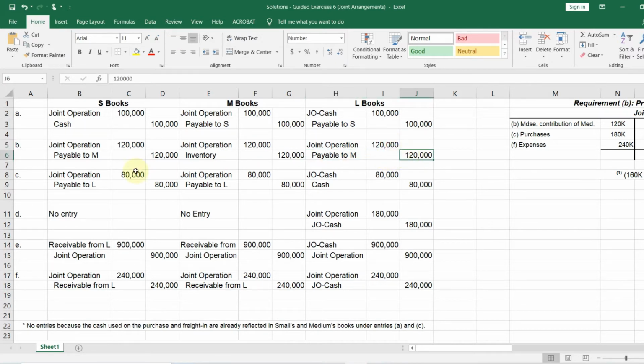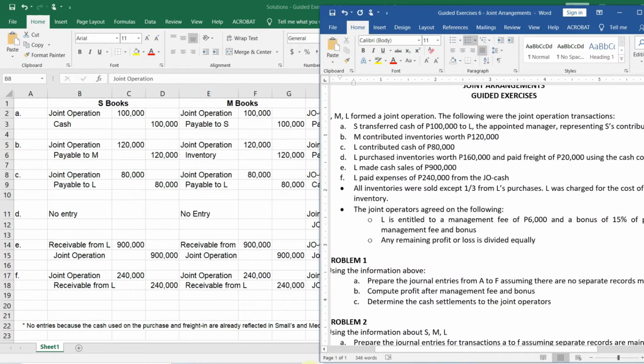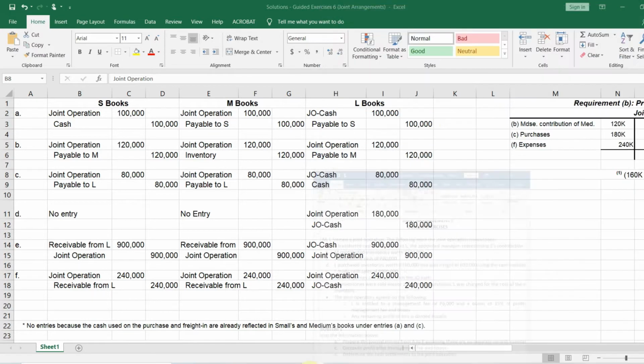Okay? Then, next, transaction C. L contributed cash of 80,000. So, personal account ni L sa books ni S. So, we have debit joint operation, credit payable to L, 80,000. And then for M, joint operation, 80,000, credit payable to L, 80,000. And then for L, managing operator, JO cash, 80,000. Nilipat lang niya yung cash, kaya credit cash, 80,000, sa account ni JO cash.